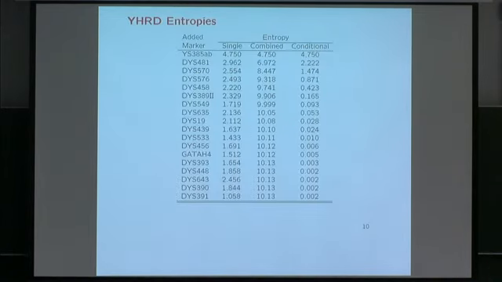So looking at the YHRD data, here are some loci, here are their single locus entropies, and we're showing them in the order of adding them to a profile, ordered in such a way that we always choose the maximum conditional entropy. So it's an interesting point that the order of building up the overall diversity is not the order of the single locus entropies.